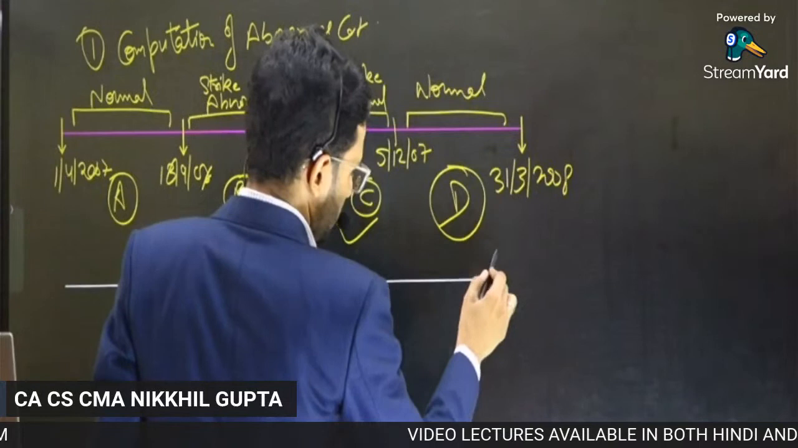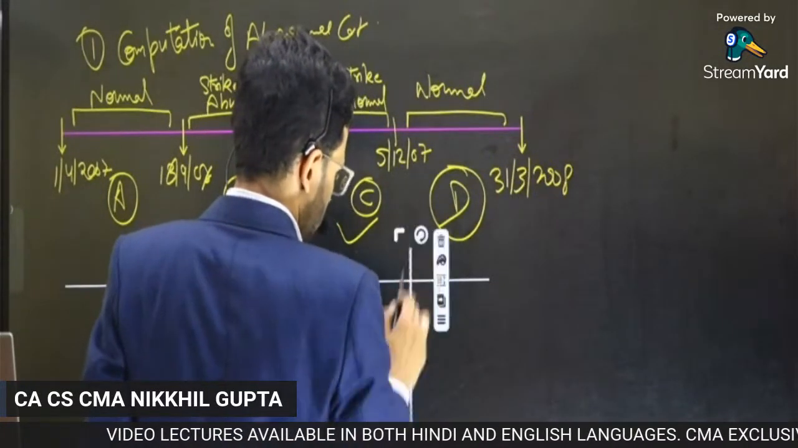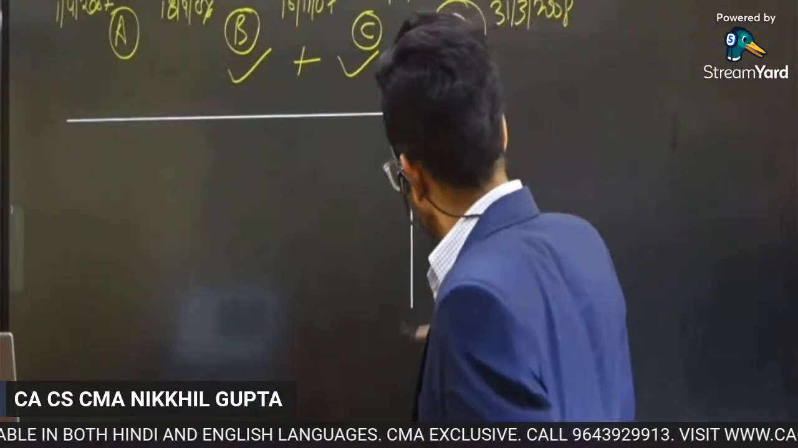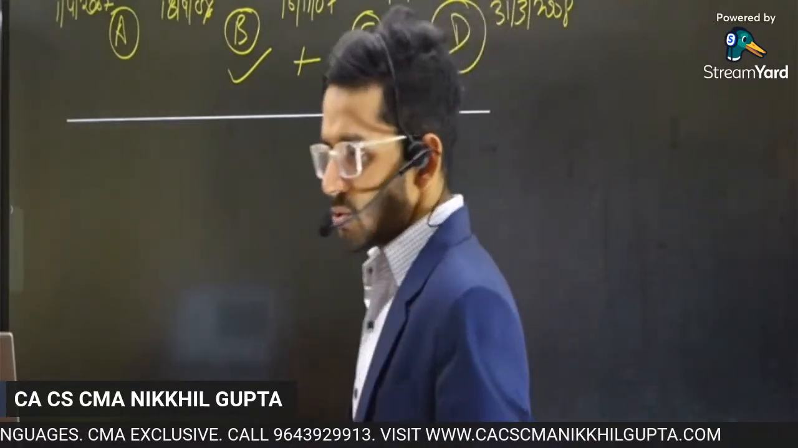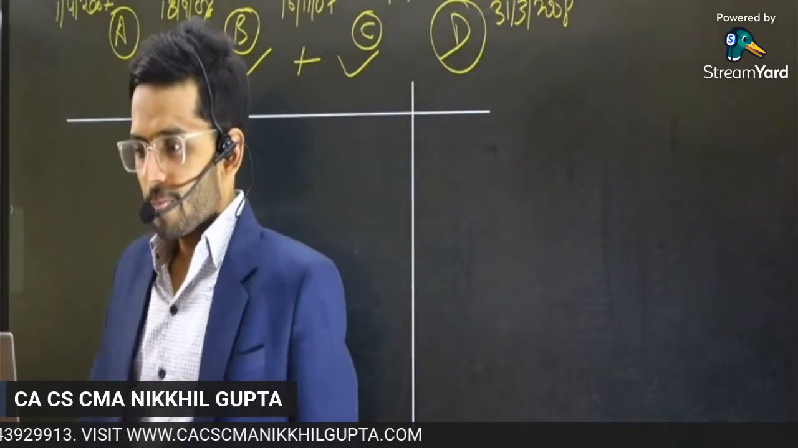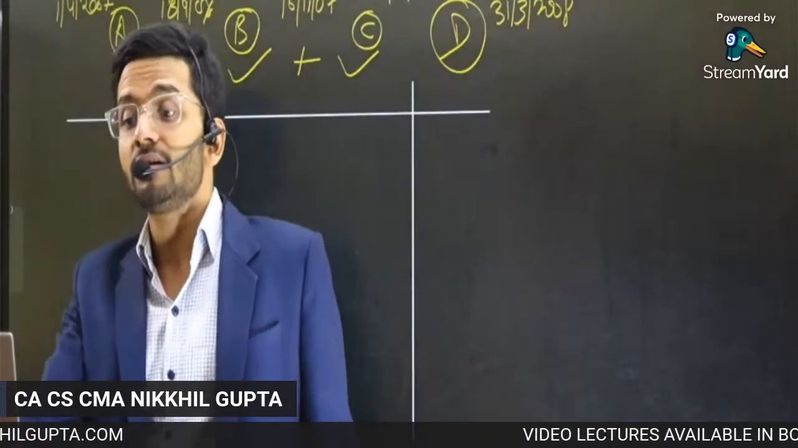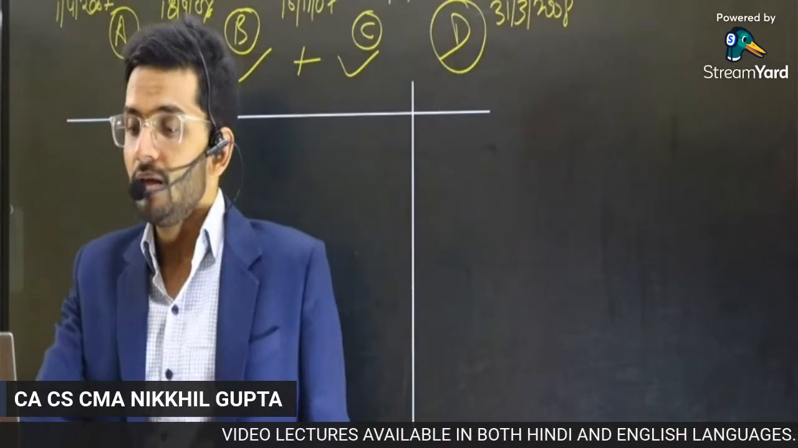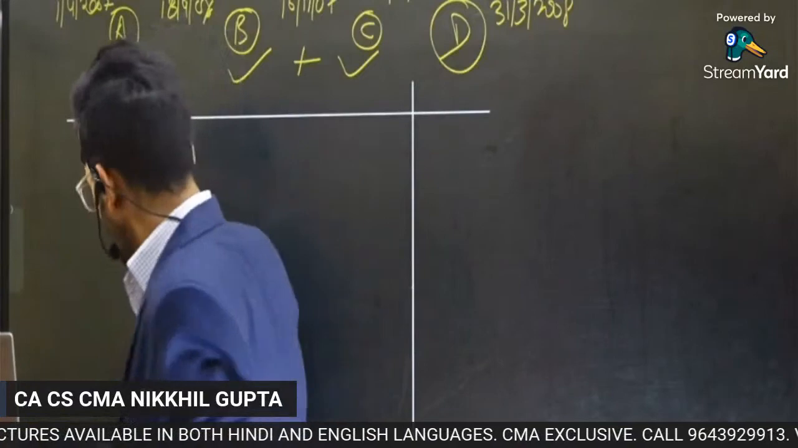So what is the abnormal cost? We are going to compute that now. First of all, the cost which has been specifically incurred during the abnormal period will of course be the abnormal cost. There's no doubt about it. So what is the cost which we have incurred only in the abnormal period? I'll tell you what that cost is.